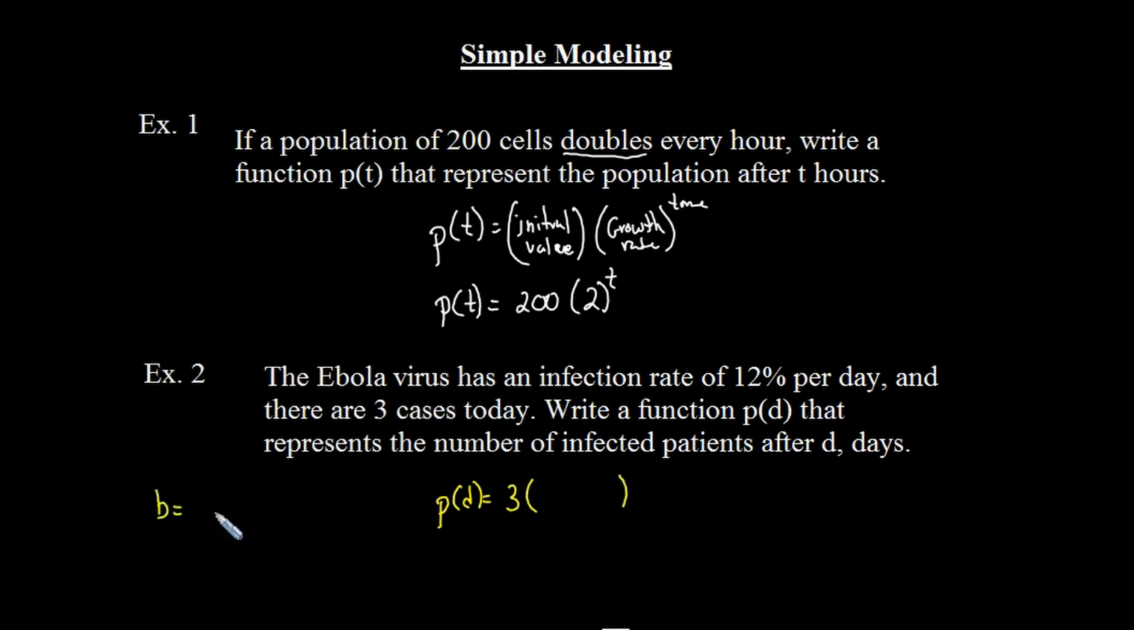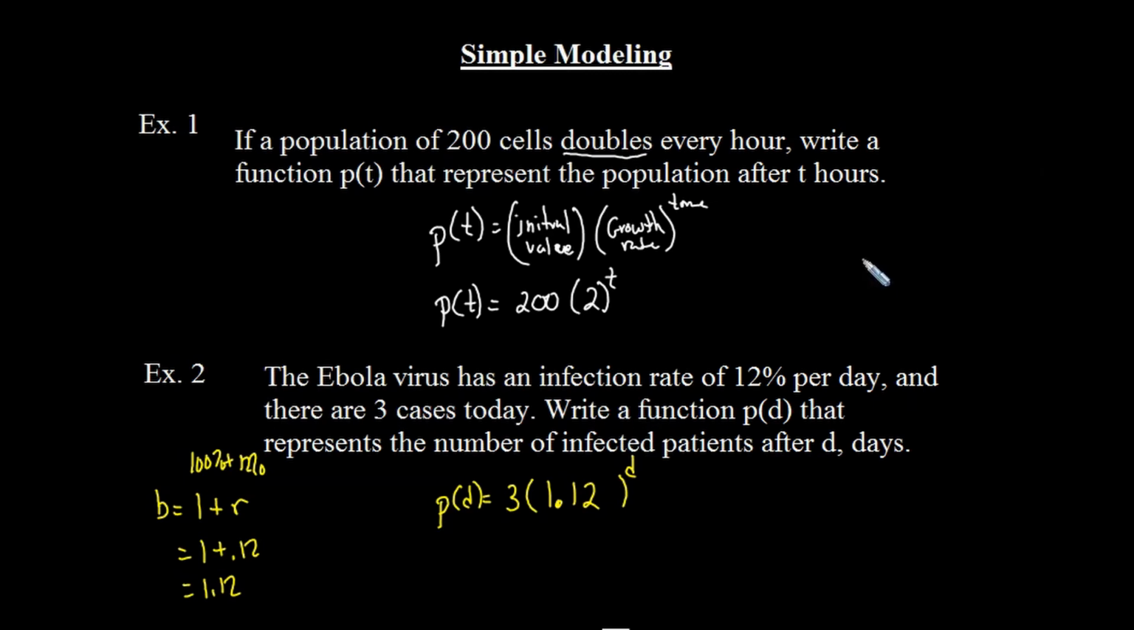So our growth rate is going to be 1 plus the percentage increase, that r value that we're growing by. So it's going to be 1 plus 0.12. That changes it to 1.12. Again, that represents the 100% plus the 12%. That's 112% of the original value. So that's 1.12, the value that we place in here, after d days. So this will be the function that would model the situation.